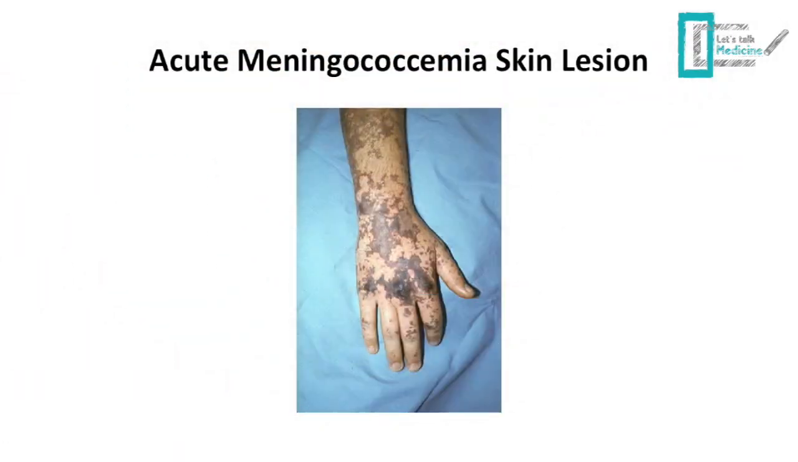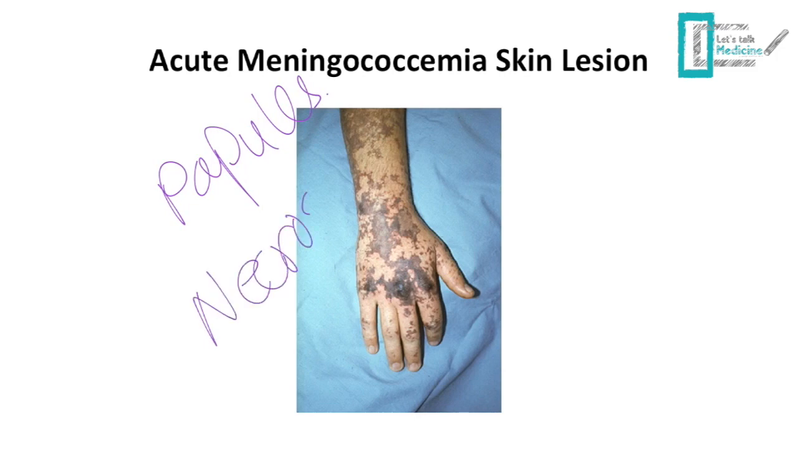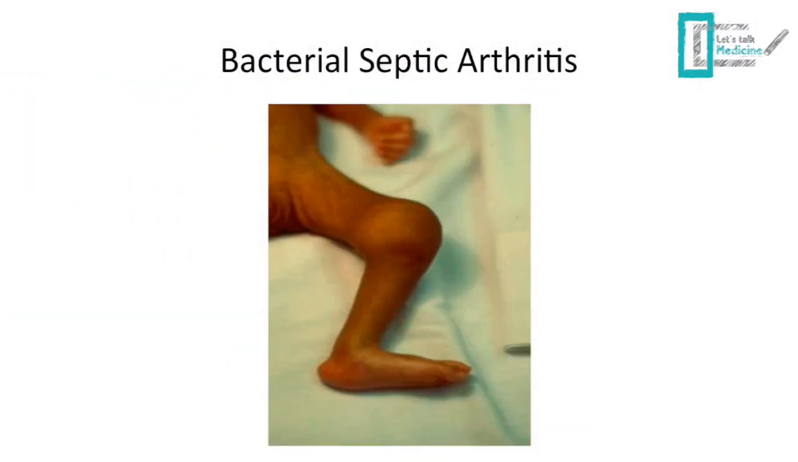This is another picture showing the acute meningococcemia skin rash, which usually begins as papules and progresses to petechiae, and from the petechiae it will go into purpura. The purpura can progress to cause necrosis of the skin, so it's really important to identify it early to treat it.